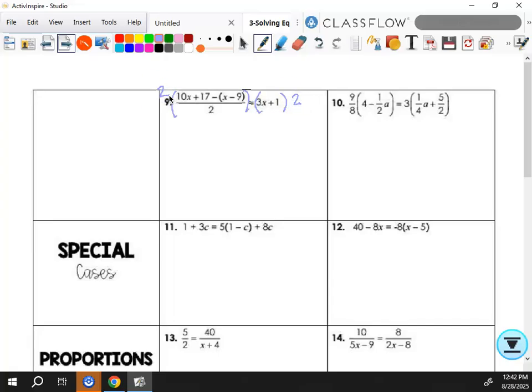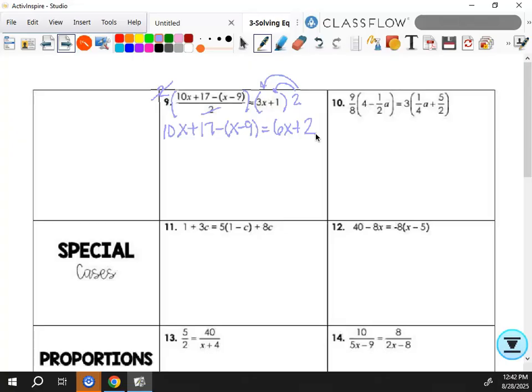And when you do that, do I distribute the 2 amongst the numerator on the left? No, the whole purpose of doing this is to cancel that 2 out, right? So this gives me 10x plus 17 minus x minus 9 equals, then I'm going to draw my little arrows and get 6x plus 2. Everybody good? All right, then you go ahead and finish this one up, and let's see what we get.